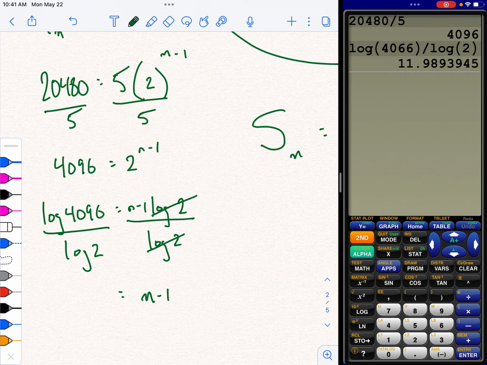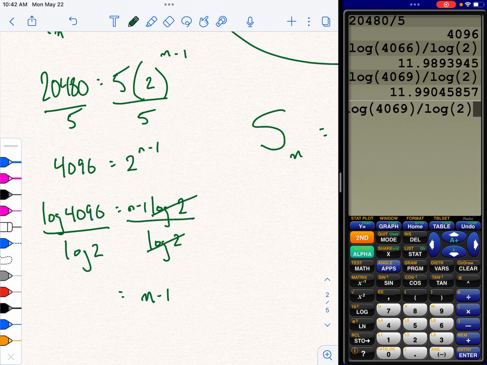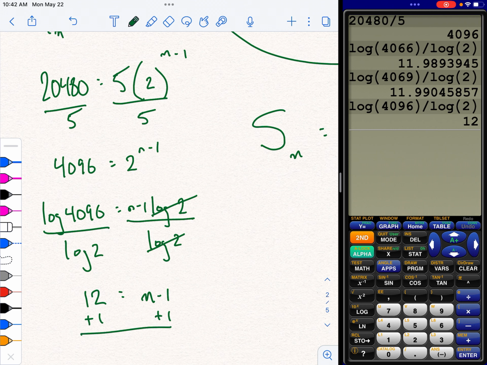And we get 11.989. Oh, I typed it in wrong. Let's try that again. Oh, I did it wrong again. Let's try it one more time and see if I get it right this time. 4096. All right, double checking. There we go. I kept checking because I knew what the answer was supposed to be, so I knew something was a little bit out of whack. And we find ourselves saying that n is 13, right?